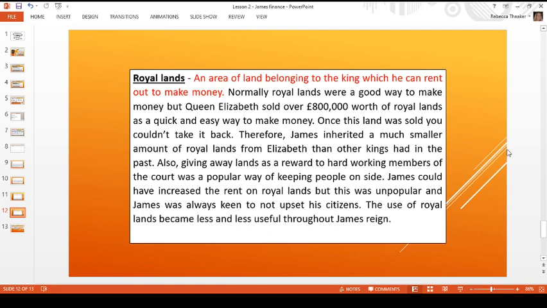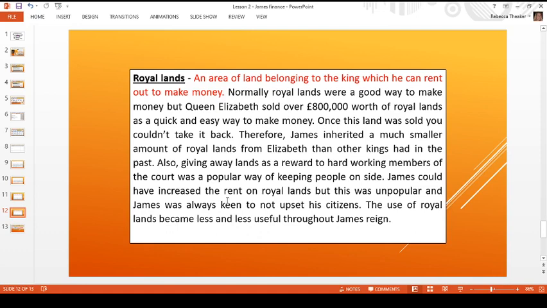However, giving away lands as a reward to hard-working members of the court was a popular way of keeping people on side, and James did that quite a lot. He gave the Duke of Buckingham really large amounts of land, when really he didn't actually do anything. It's just because James really liked him and they were in a relationship. He shouldn't really have done that, because once he's given that land to Buckingham, he then can't give it to anybody else. We can't make money from it.